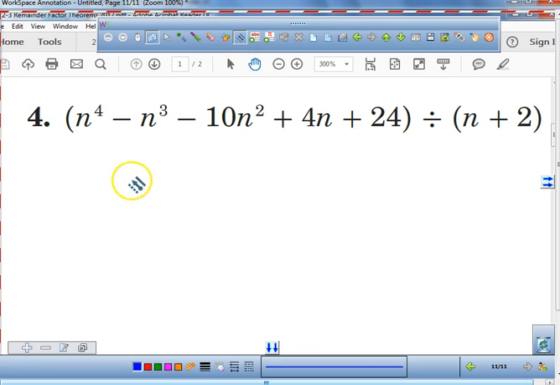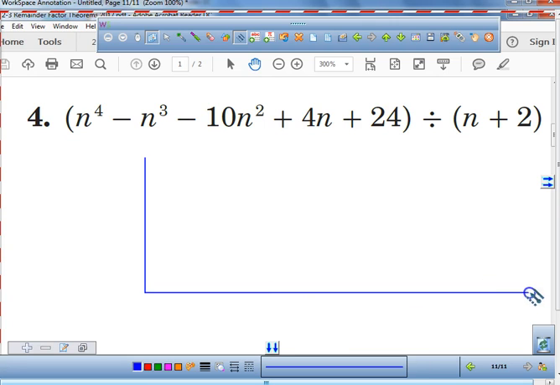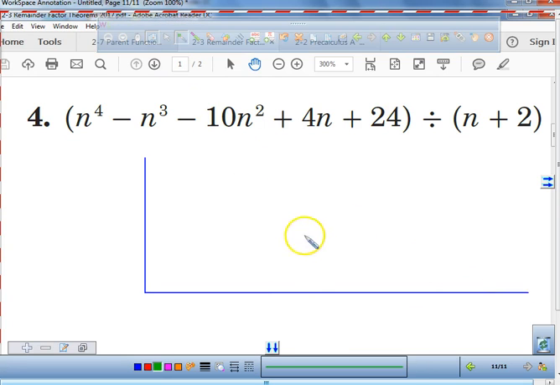Right now, what I want you to do is, this is not how the book does it. This is how I set mine up. You can do it however you want, all right? I set mine up, I label it n to the 4th, n cubed, n squared, n to the 1st, n to the 0. All right? If that says n plus 2, I know I need to use a negative 2.